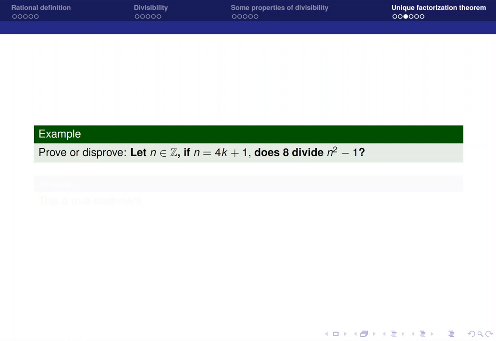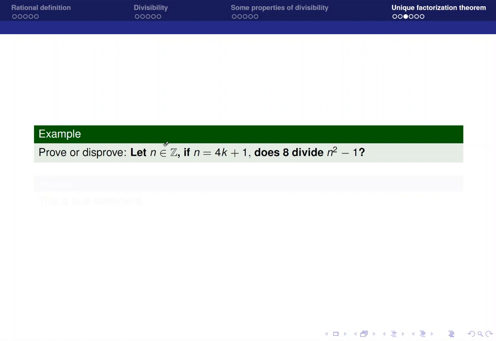The remaining problems in this section all have to do with divisibility, and we start with this one, which says prove or disprove the following. Let n be an integer. If n is equal to 4k plus 1, does 8 have to divide n squared minus 1? So if you think it's a yes, prove it. If you think it's a no, give me the counterexample.